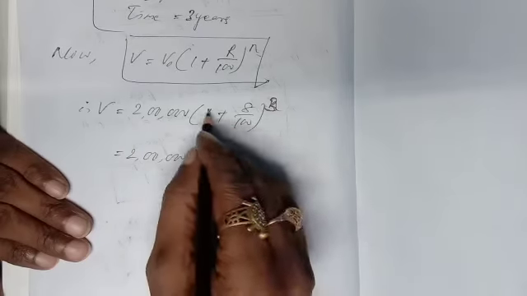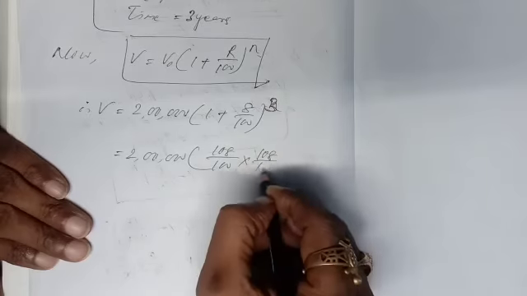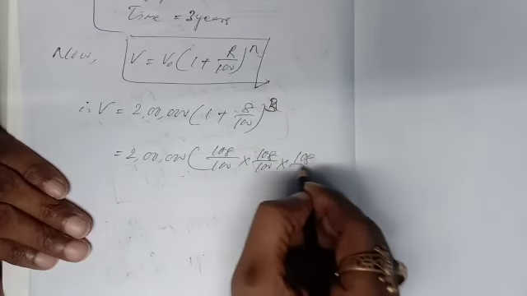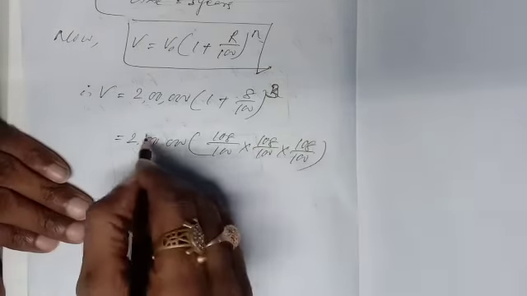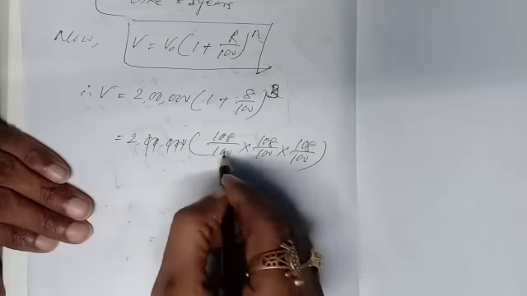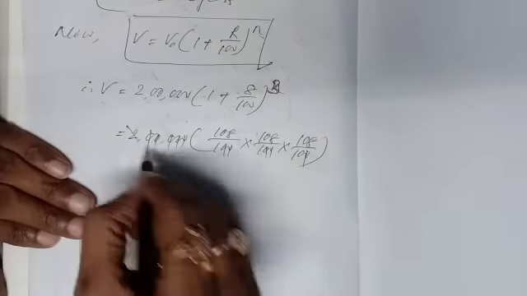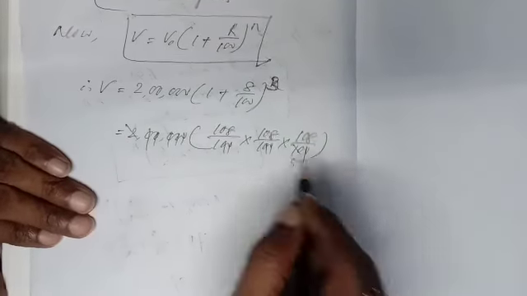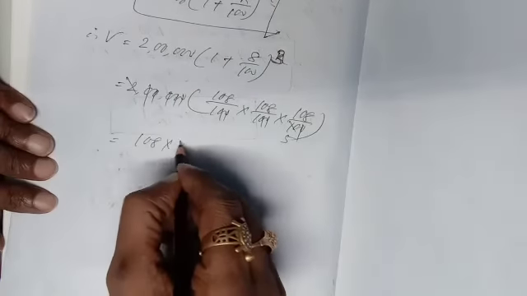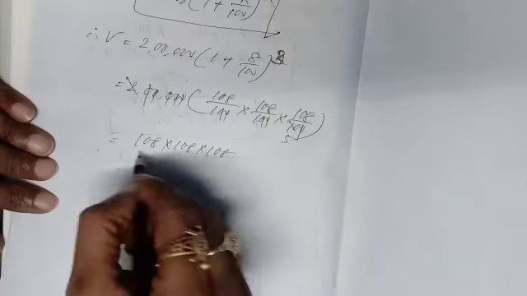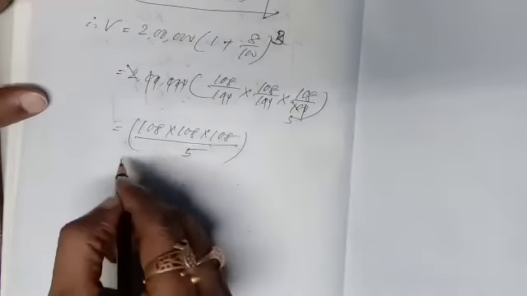This will be (100 plus 8) 108 by 100 into 108 by 100 into 108 by 100. Total how many zeros are there? 2, 4, 6 zeros. 5 zeros will be cancelled. Total 5 zeros, 2 to 4 and 1 zero cancel here. What is left? 2 5 0, 10. That means you have to multiply 108 into 108 into 108 divided by 5. That will give the final value of the flat after 3 years.